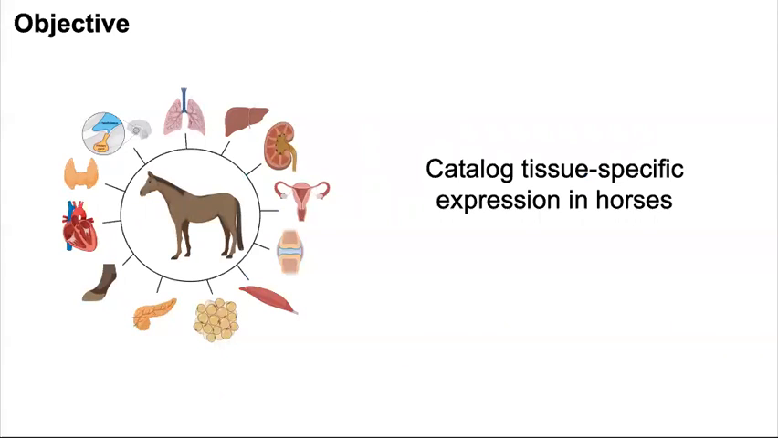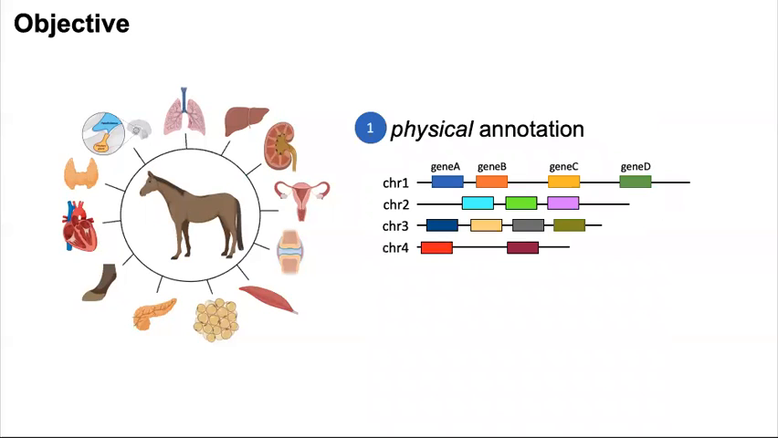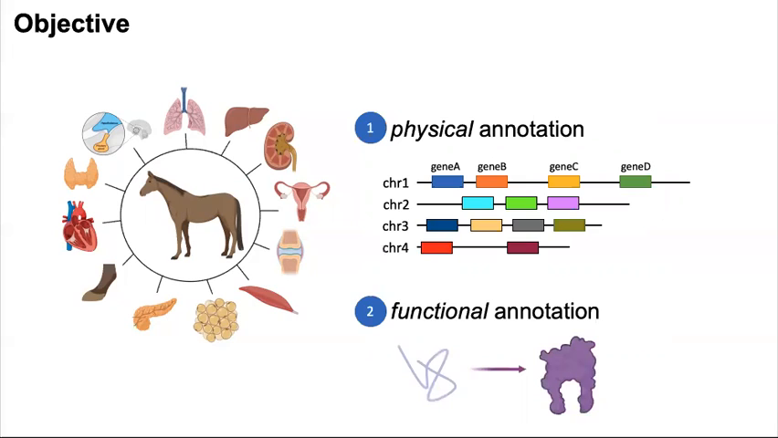And that is exactly the objective of my project, where we wish to catalog the tissue-specific expression in horses. We'll ultimately improve two things here. One is the physical annotation, that is, identifying where genes are located in the genome. And two, the functional annotation. This is the concept of assigning or predicting the function of a given gene and what it may ultimately do within the tissue.